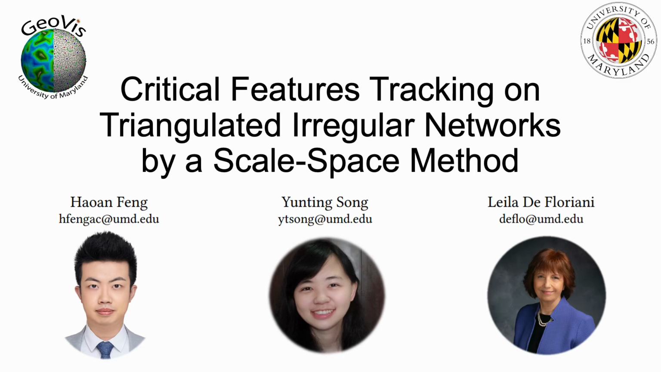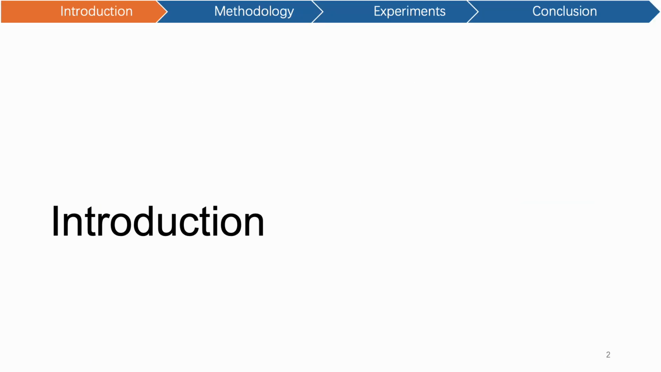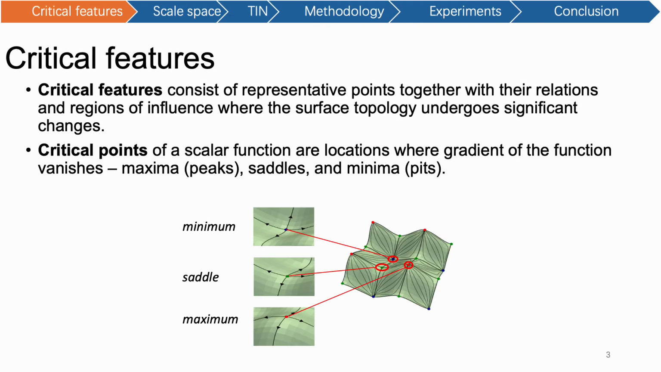This is a presentation of our work, Critical Features Tracking on Triangulated Irregular Networks by a Scale-Space Method. I'm Haoan Feng from University of Maryland. First of all, let's start with some background.